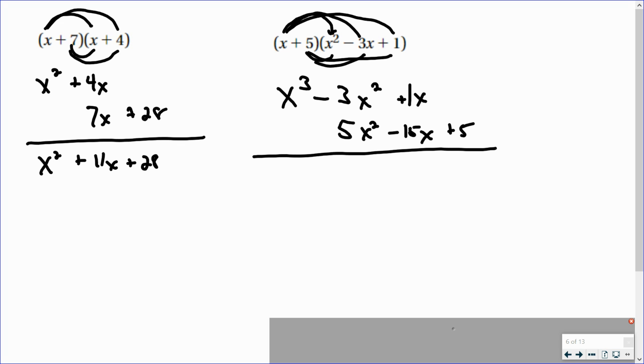Again, I have them lined up. x to the third, 2x squared minus 14x plus 5.